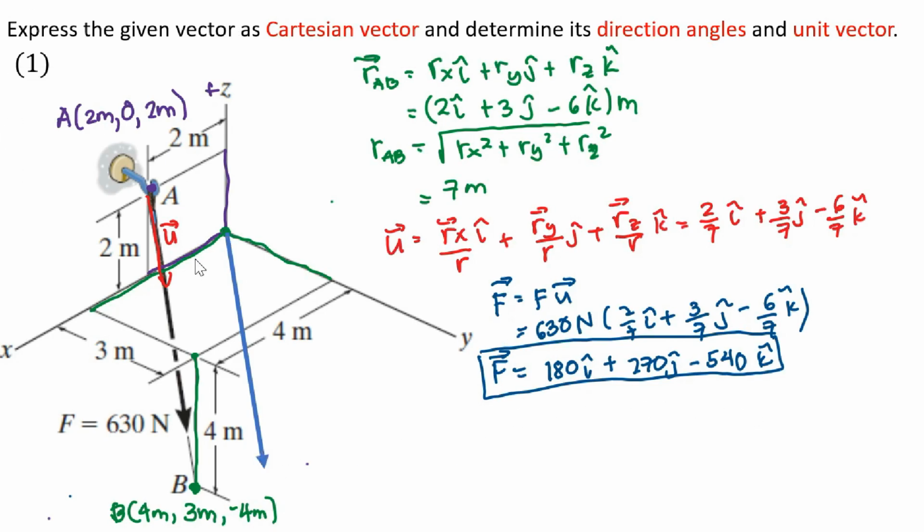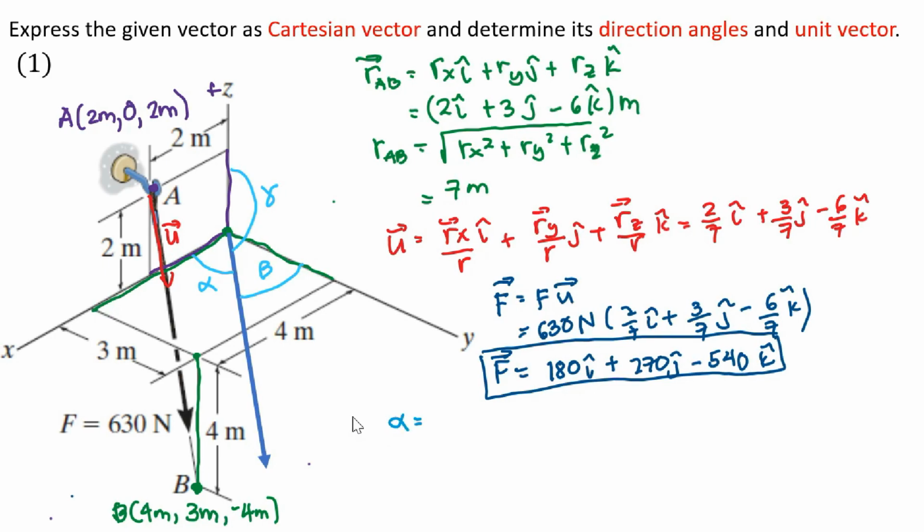And so for the alpha, that is the angle from positive x going to our vector. For the beta, that is from positive y going to our vector. And for gamma, that is from positive z going to our vector. So we learned previously that if the vector is on the negative axis, we expect the angle should be higher than 90 degrees. So let's solve first for alpha.